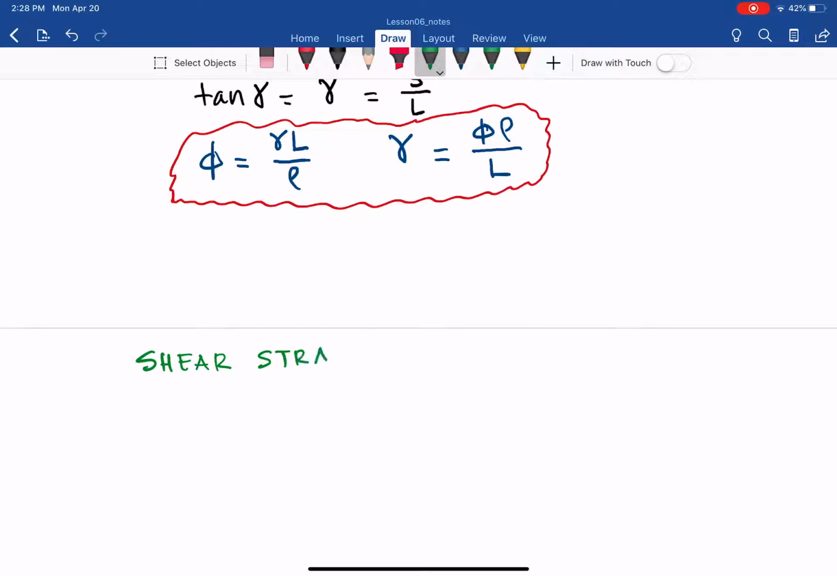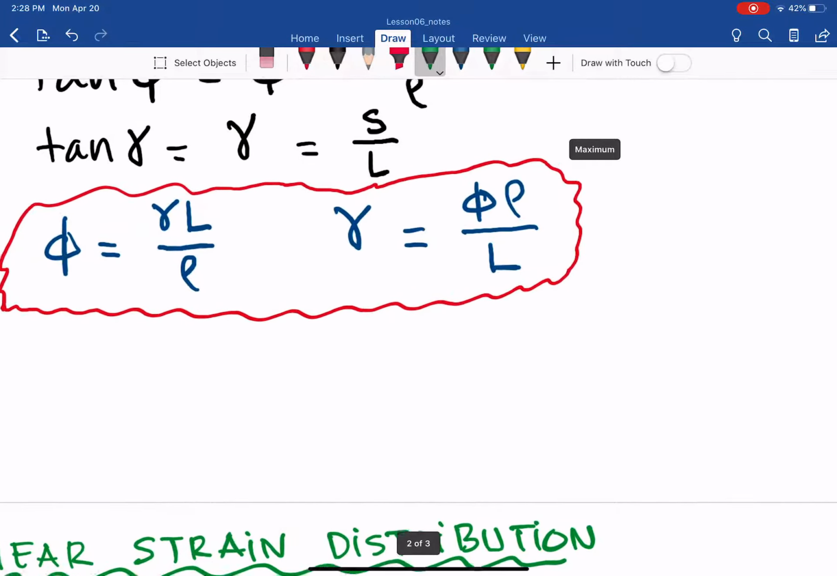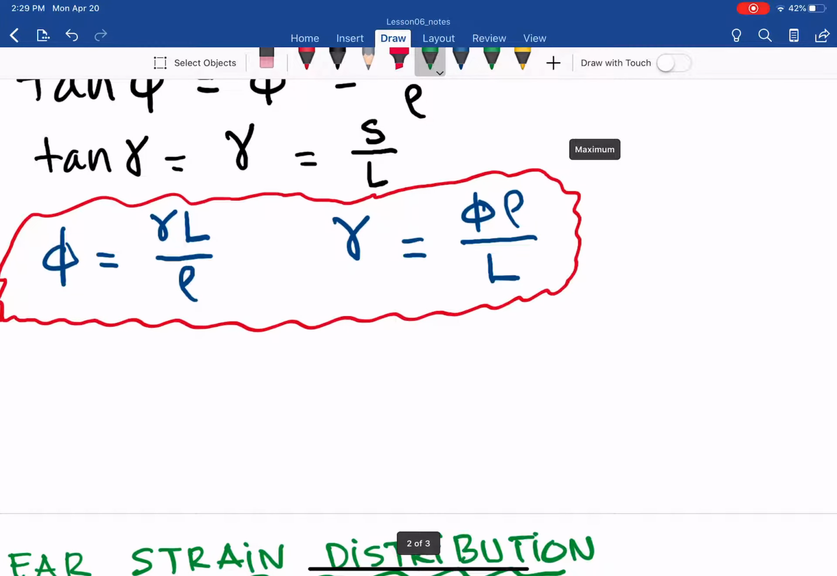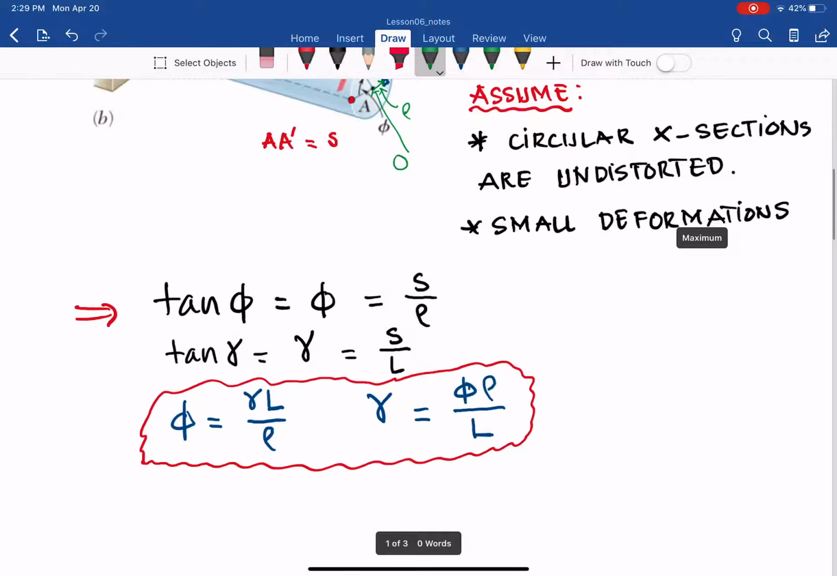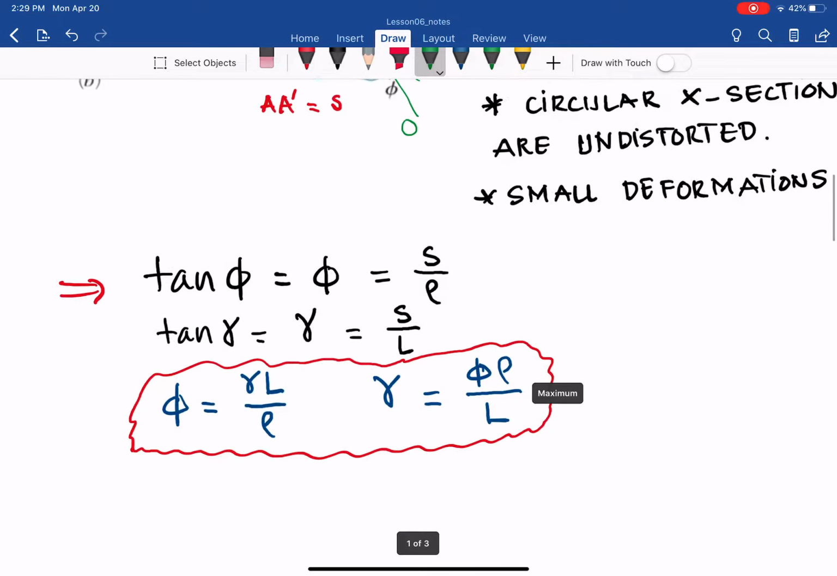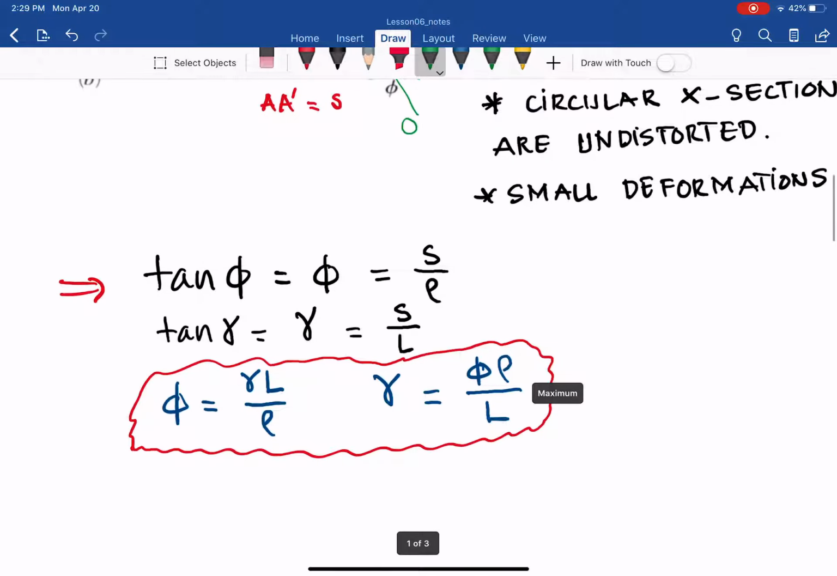Shear strain distribution. From that equation, as you can see, for a given torque we have the shear strain γ. So γ equals φρ over L. If the torque is given and known, then when you apply it on that member, φ will be fixed. And the L remains unchanged during the torsion applied on the member, because we assume the circular cross section is undistorted.